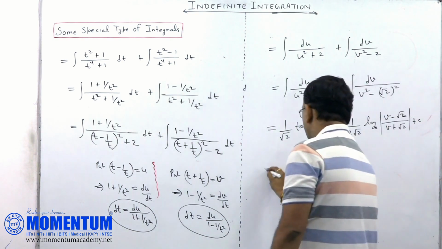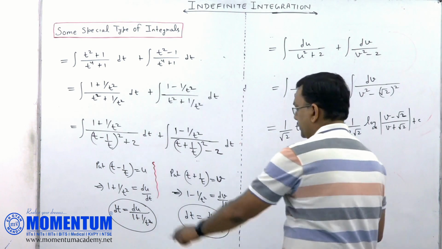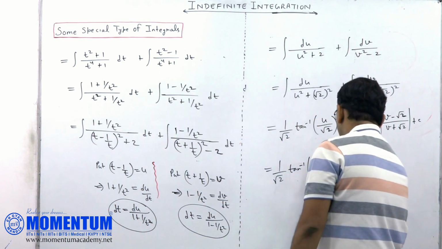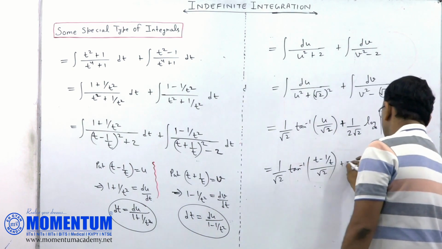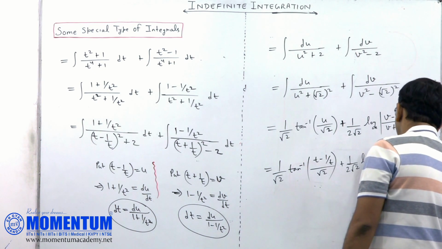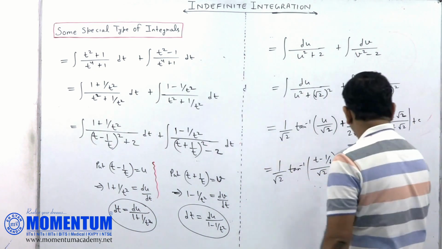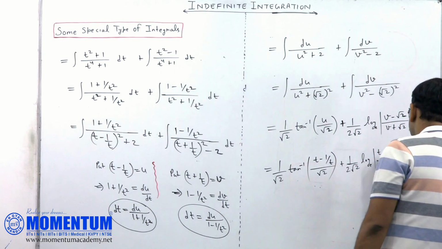Now, in place of u, t minus 1/t. And in place of v, t plus 1/t.